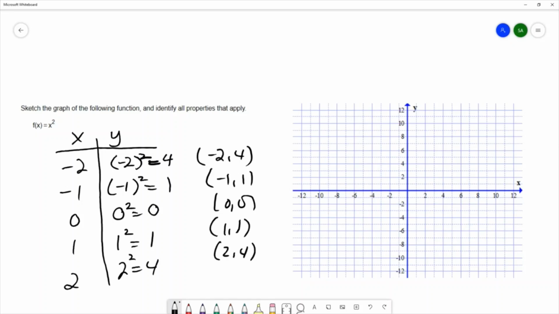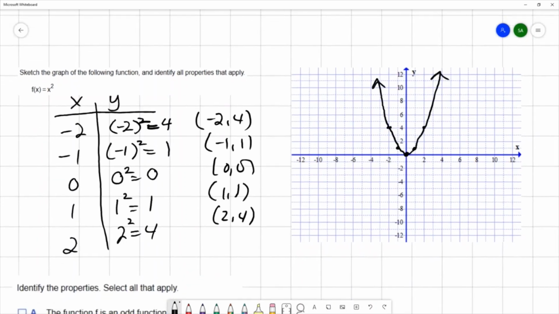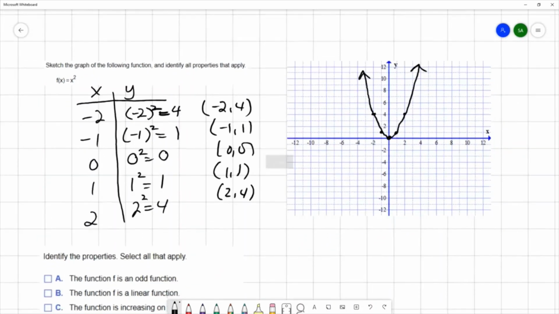I'll plot these points on my graph. 0, 0, 1, 1, 2, 4, -1, 1, -2, 4. And what I see as a pattern is a U-shaped graph. This graph is called the parabola. And it looks like this. So there's a sketch of the graph. And now I want to go through these properties to see if they apply.